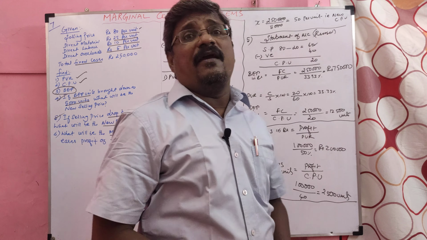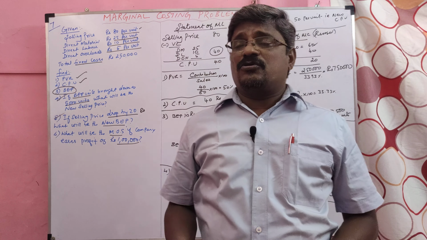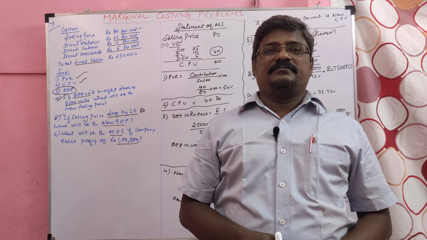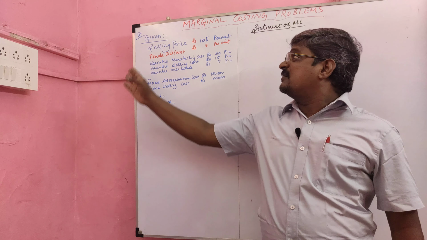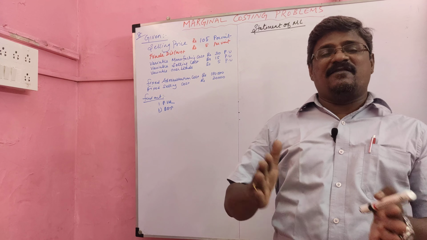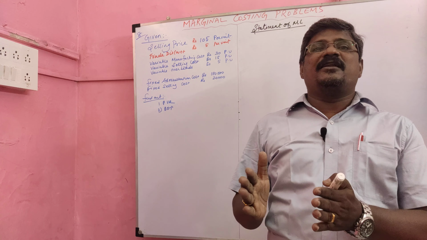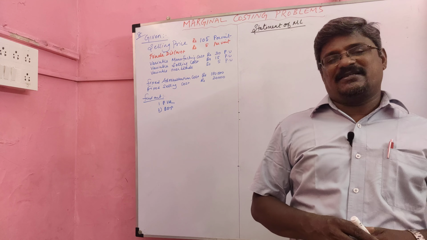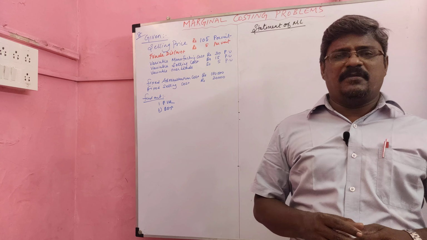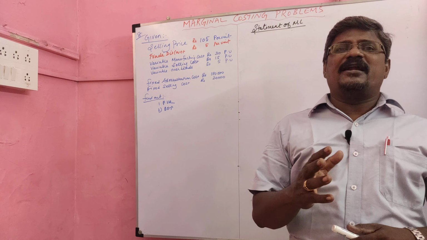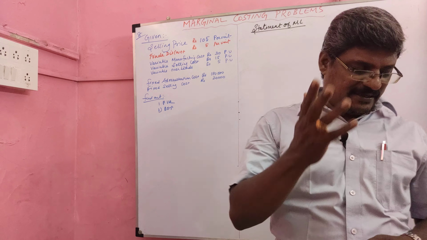Students, today we are going to learn 2 problems. So I completed 1 problem. We will start the next problem. Now we are going to see 8th problem. In this problem also selling price and variable cost given in per unit value. In this problem one new item came, that is called trade discount. I am going to teach you how trade discount is to be dealt with. Yes, listen carefully.